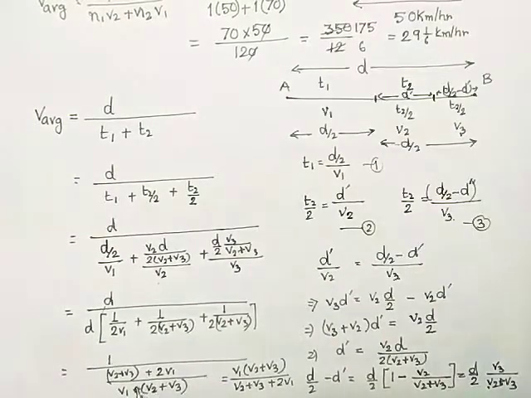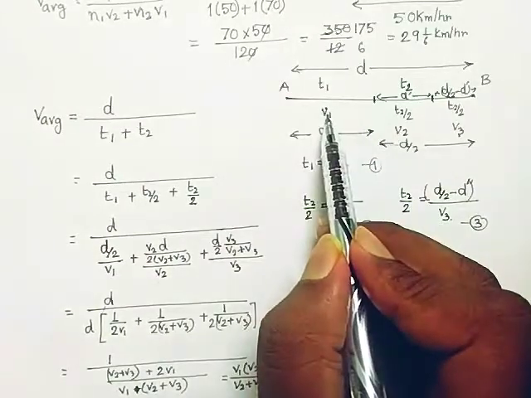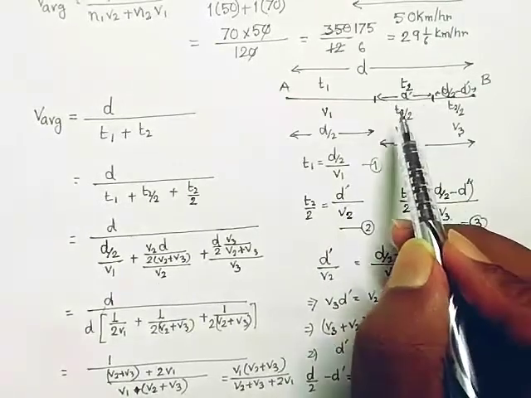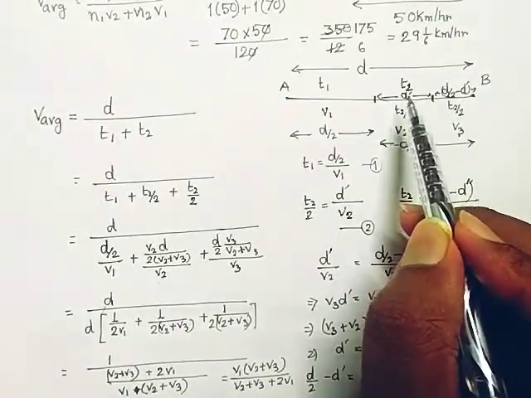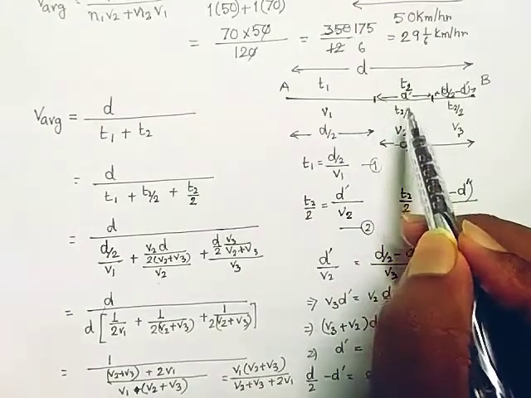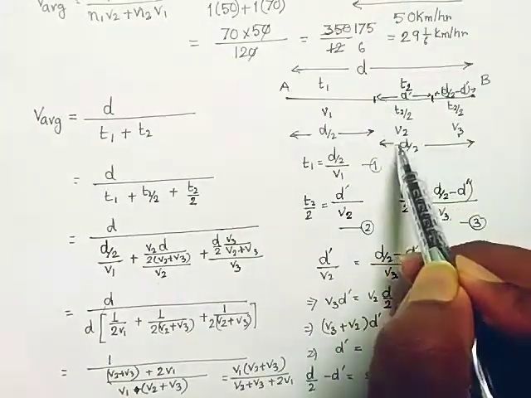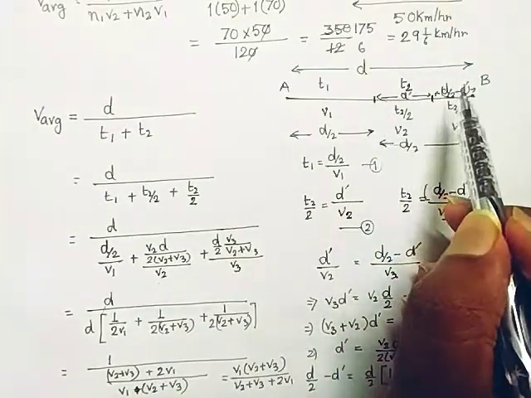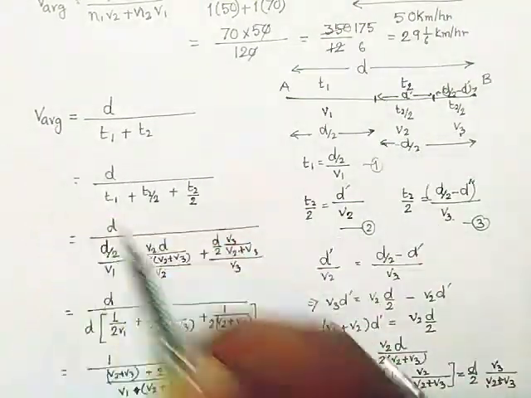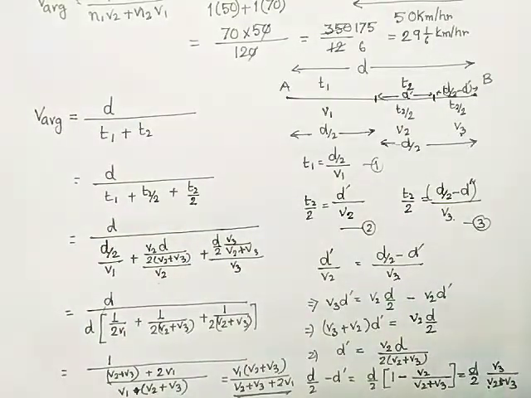So again, repeat the question. The first half of the distance is covered with the velocity v1. In covering the second half of the distance, the total time taken by the person is t2. So he moves the first half of this t2 with the speed v2 and the second half of t2 with the speed v3. Now I am calculating the average velocity, and this is the expression of the average velocity.